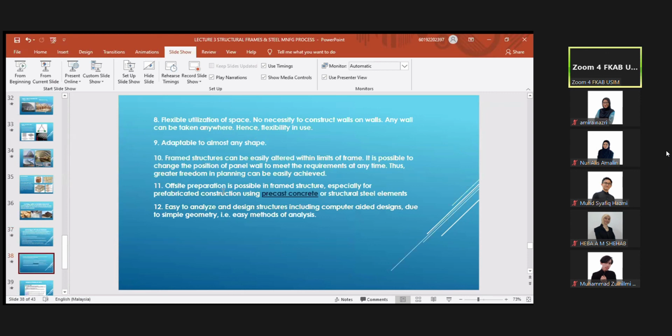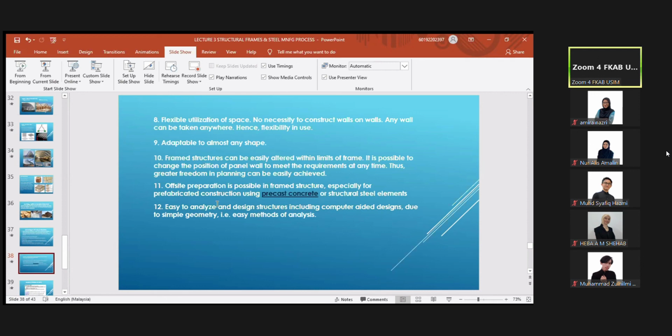Off-site operation is possible in frame structures, especially for fabricated construction using precast concrete, pre-cut structural frames or structural concrete elements. This is especially good for steel. Based on the engineer's drawings, they pre-cut and create holes for bolts, joints and all sorts of things required for that particular frame. Then they bring it to the site and just install it piece by piece in place according to the time of solution.